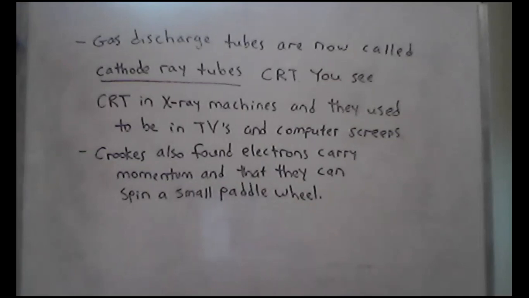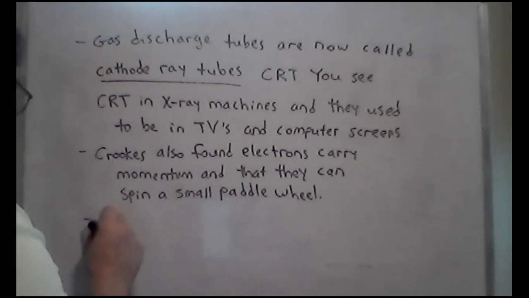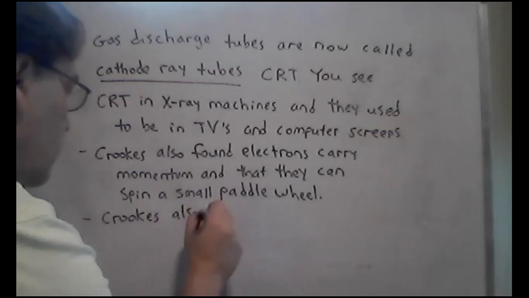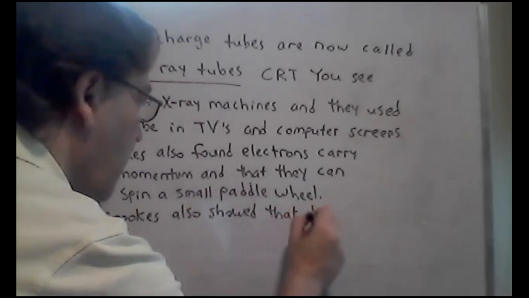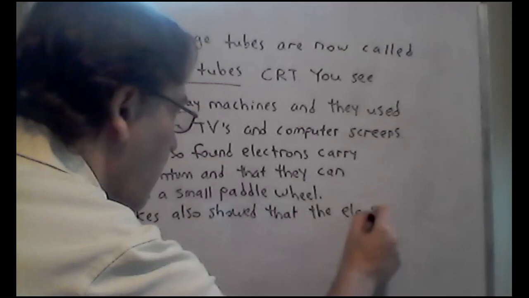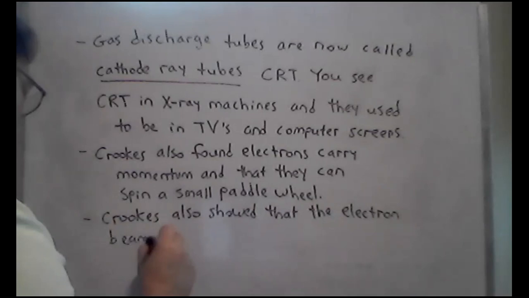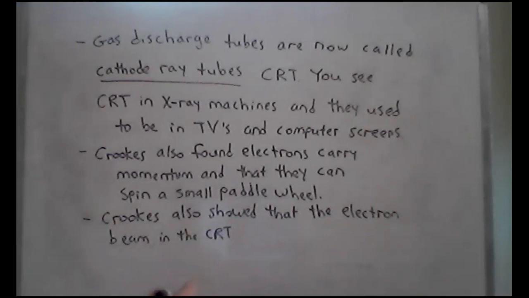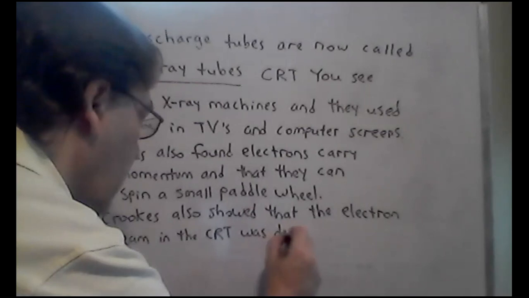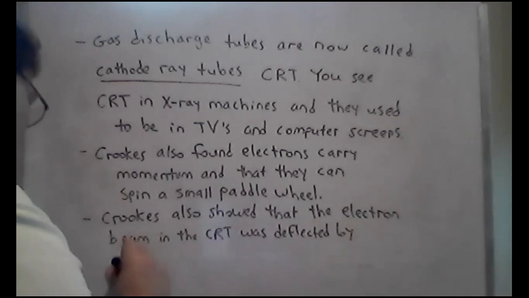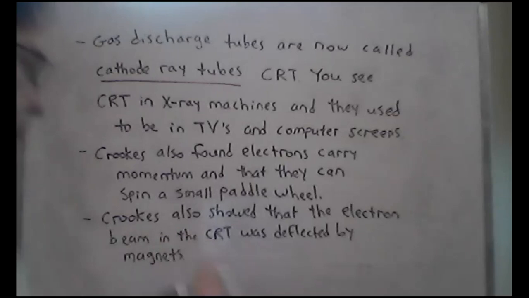Okay, and so Crookes was also able to show that the cathode ray in the cathode ray tube also reacted to magnets. All right, so Crookes also showed that the cathode ray, or the electron beam, we'll call it, in the cathode ray tube was deflected by magnets. A lot of very critical work. All right, so again, a lot of critical work done by William Crookes.